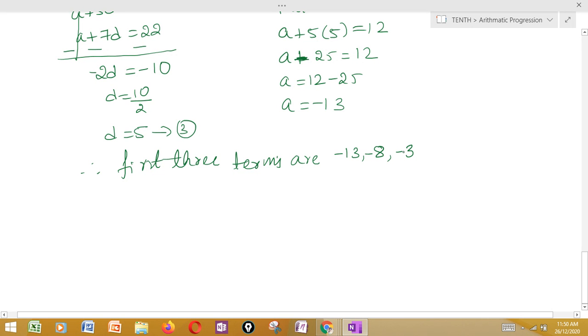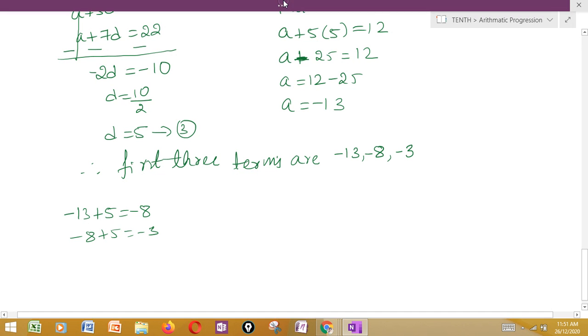Minus 8 plus 5, it is not minus 5. We have to add that difference. See, the first term was minus 13. You need to add 5 to get the second term. You get minus 8. Minus 8 plus 5, you get minus 3. This is how you have to write the first three terms. Is it clear to you?